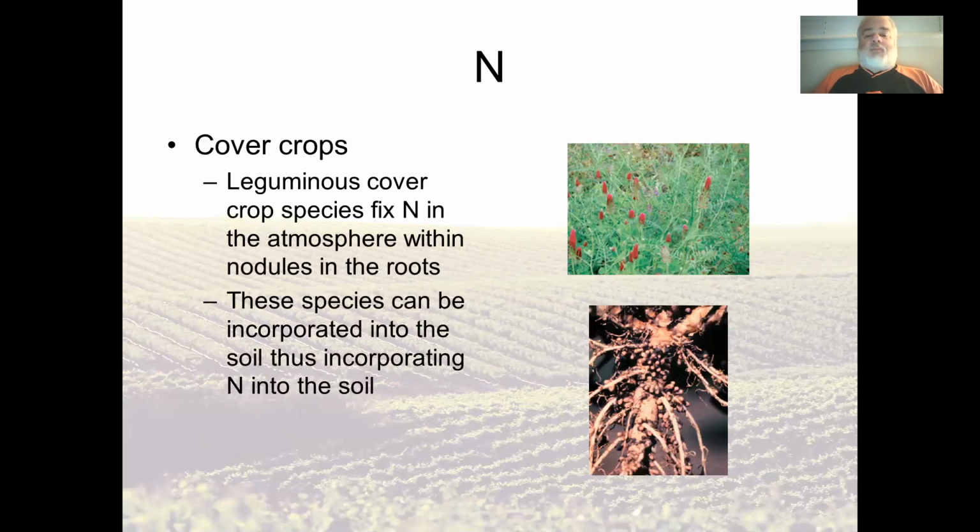Cover crops, we talked about legumes here. In the bottom picture, you can see the nodules that contain the nitrogen fixing bacteria of legumes that will add nitrogen by taking the nitrogen gas, N2 gas, out of the air. Our atmosphere that we breathe is about 78% nitrogen gas, and we can't use it, plants can't use it. The only thing that can use it is nitrogen fixing bacteria.